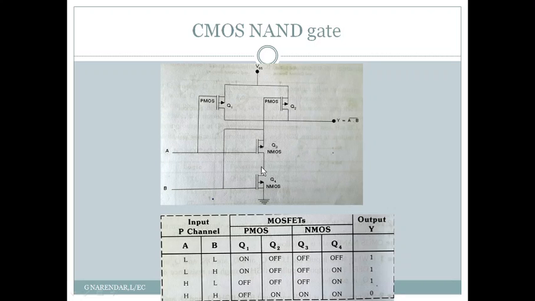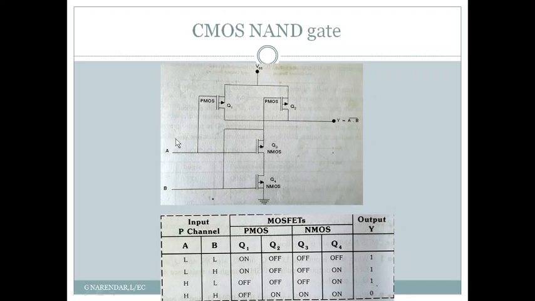And the NMOS is in on state when a high signal is applied at its gate, and when it is on, there is a resistance called on resistance, or the gate is equivalent to an on resistance placed between its drain and source. So these points we need to remember to understand clearly the working of CMOS NAND gate circuit.